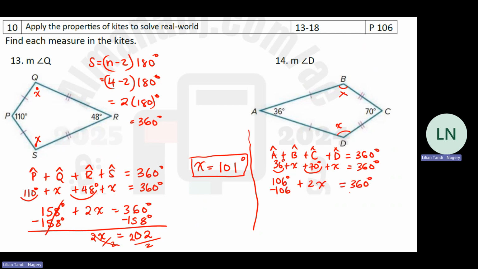Subtract 106, subtract 106. This goes away. 2x is equal to 254. Then you divide by 2, divide by 2. This goes away. x is 127 degrees. Okay?